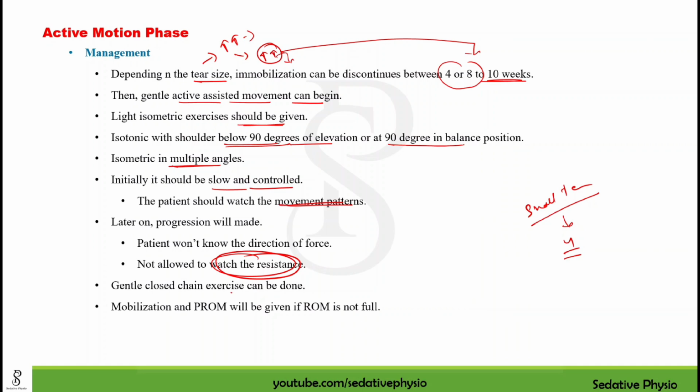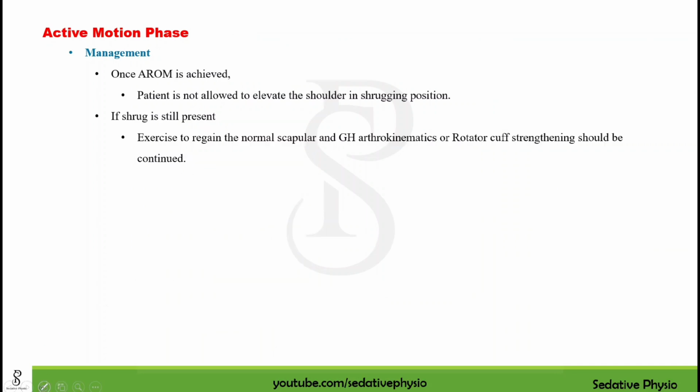Gentle closed chain exercises can be done to achieve this active range of motion. Mobilization and passive range of motion will be given if the range of motion is not full. In case the active range of motion is not accurate, if the range of motion is not full, if there is any lag in the range of motion, then we will continue with the mobilization and the passive range of motion to achieve the full range of motion of the patient, right?